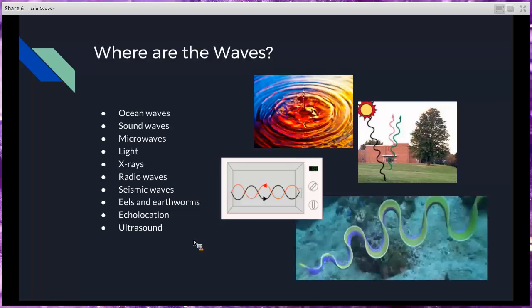We have X-rays, and we have radio waves, which is why you have to change the frequency in your car in order to receive different channels, because they produce waves at different frequencies. That's why you might get interference, or that static that comes across in your radio. Seismic waves are waves in the ground that are caused by earthquakes, for example.